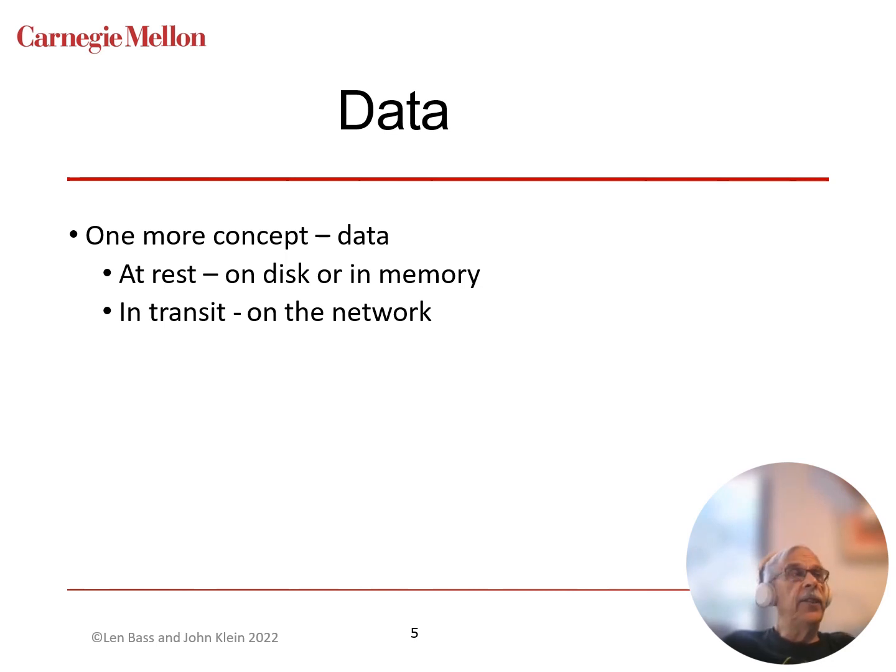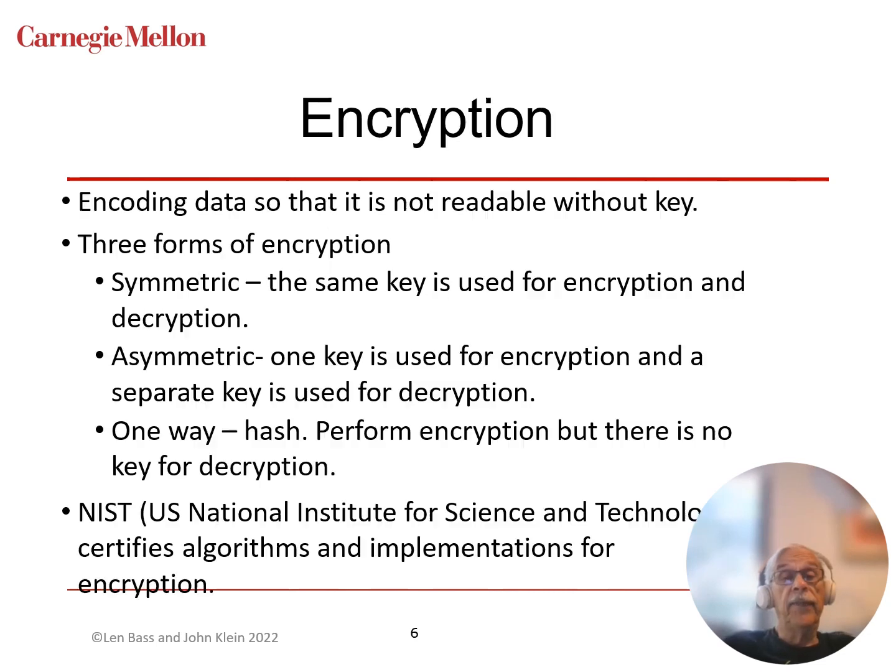And there's another concept, which is data. Data can either be at rest or in transit. At rest means it's on disk or in memory. And you don't want to forget data in memory, because it's possible that it could leak out in a variety of ways. And then data in transit is data over the network.